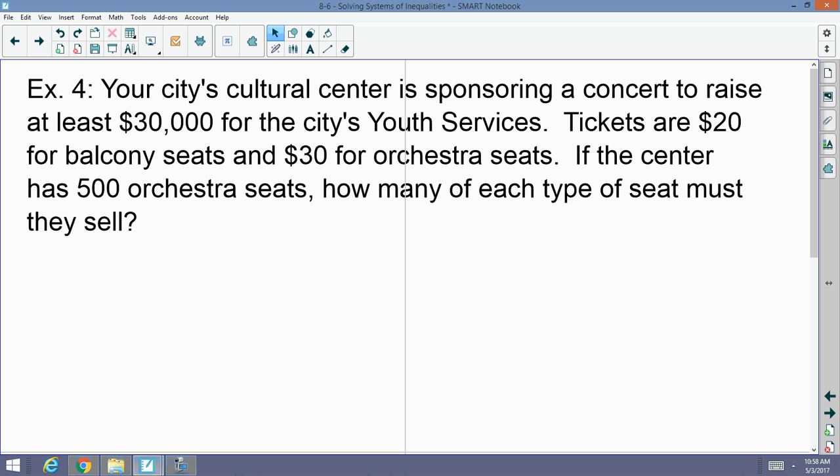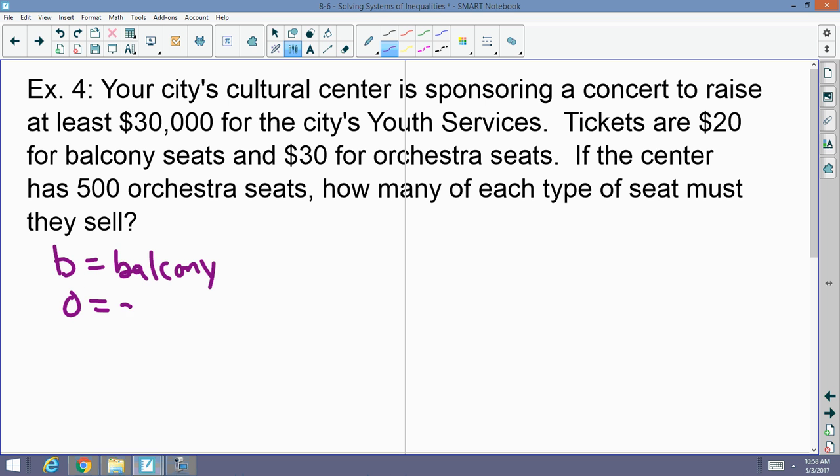Well, this is very simple, guys. First of all, label, label, label, label, label, label, label. Balcony, I'm going to call B for balcony, because it makes sense. And orchestra, I'm going to call O for orchestra. Pretty simple. Now let's see the system they gave us, brothers.